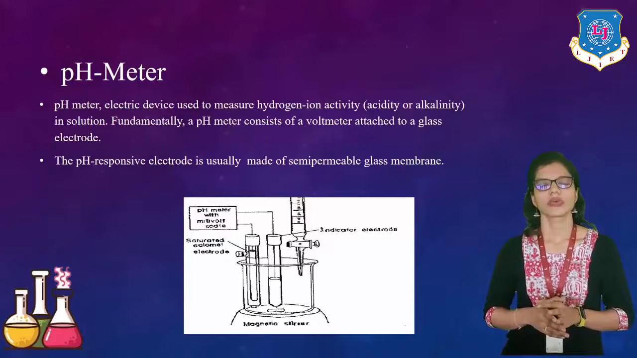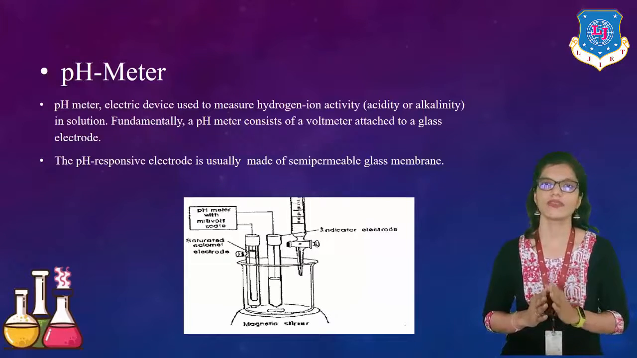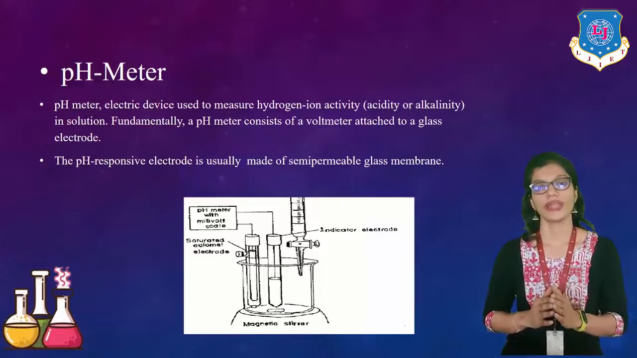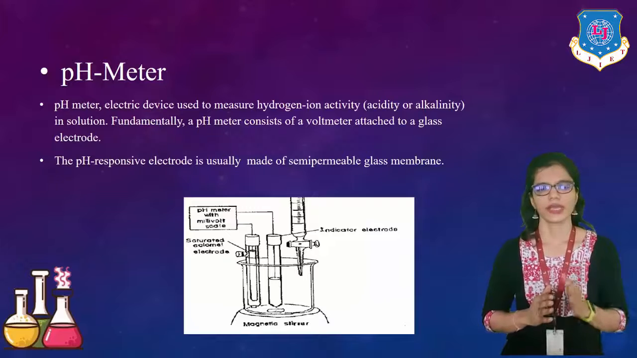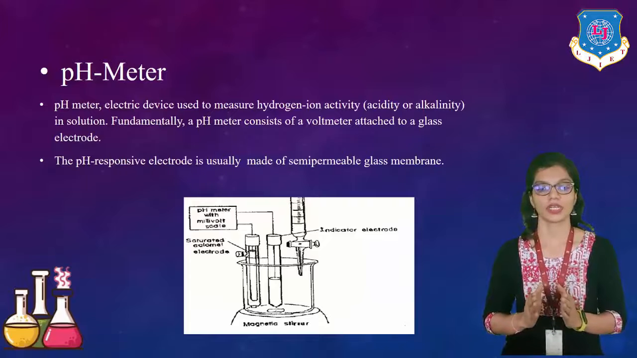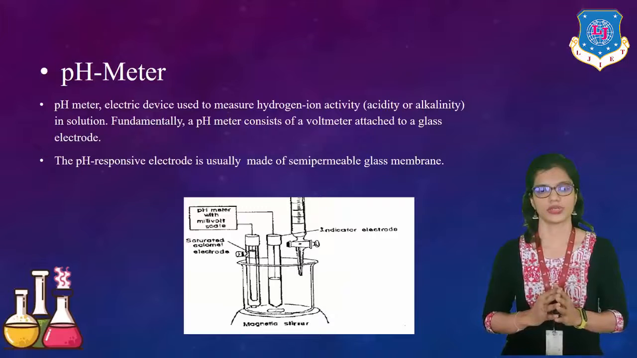Now next is pH meter. So pH meter or pH metry is the technique in which we will utilize the pH to identify any substance. Here the pH meter is an electric device which is used to measure hydrogen ion activity, either its acidity or its alkalinity in a solution. Fundamentally, a pH meter consists of a voltmeter attached to a glass electrode.